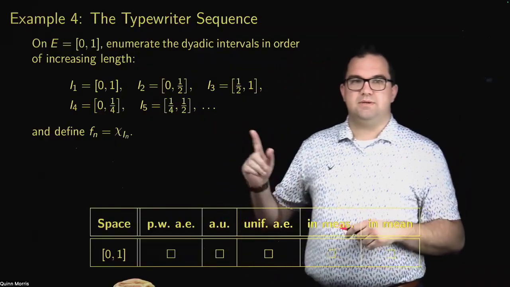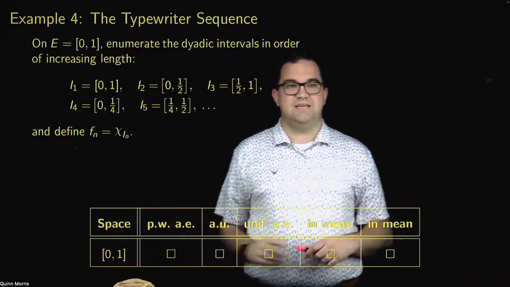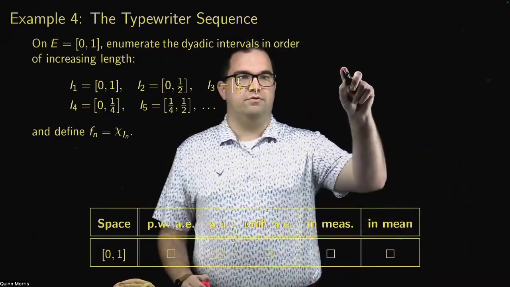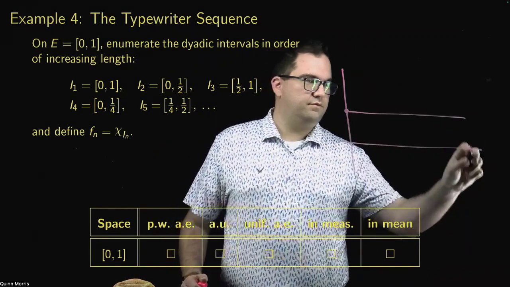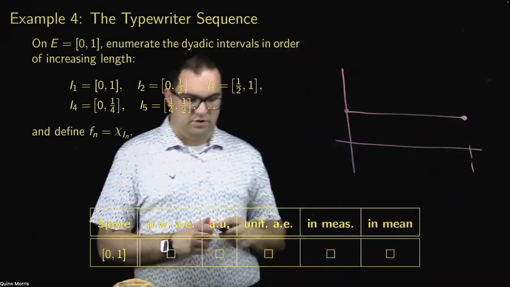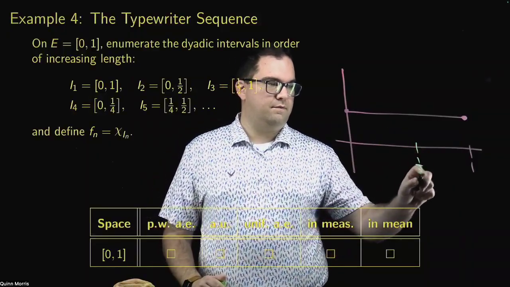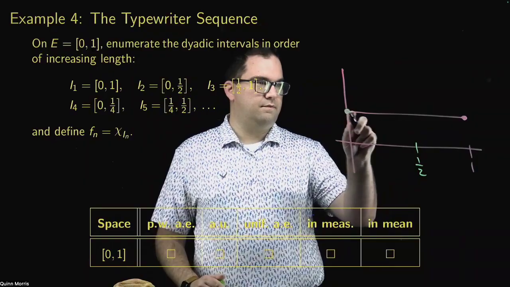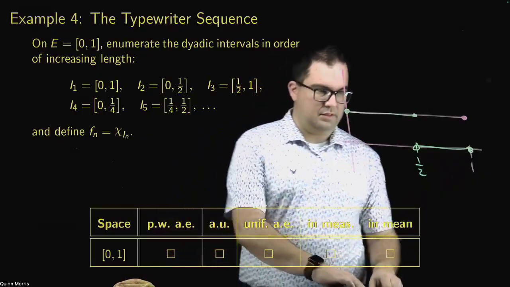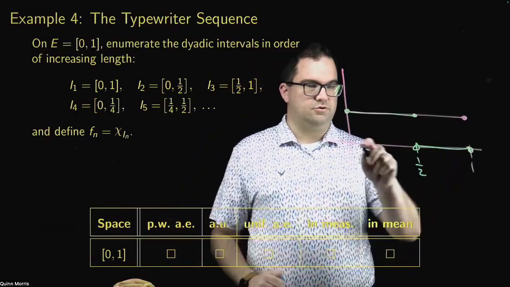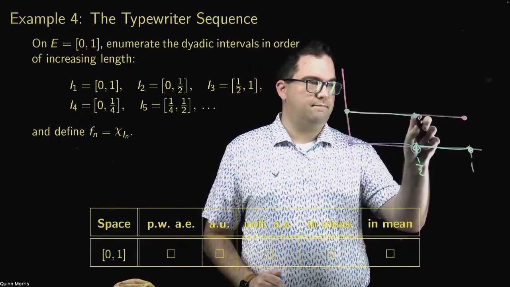Okay. And what I'm going to do is define this sequence of functions to be the characteristic function of this sequence of intervals. Okay. So again, sort of graphically, I start with 0, 1. Okay, there's my first function, right? Then I cut in half and I get this function first, and then this function second.